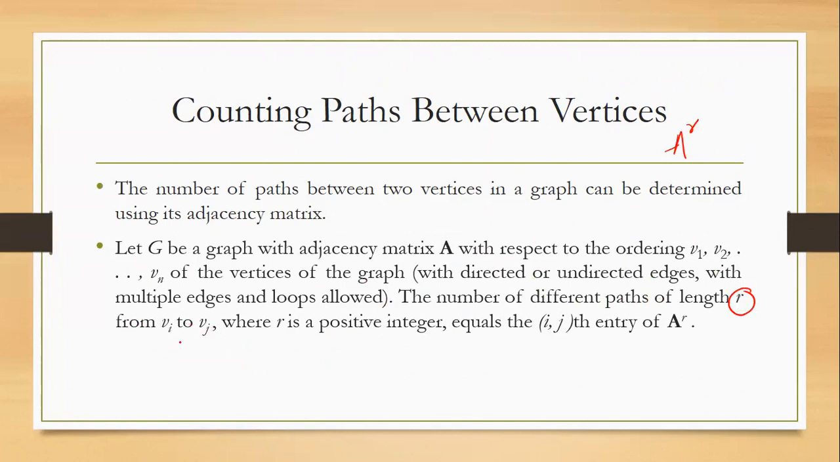The number of paths from Vi to Vj, where R is a positive integer, equals the ijth entry of A power R. So if our vertex A was V1 and D was V4, we have to take the 1, 4 entry in the matrix A power 4. That is how we can count how many paths there are between two vertices. Now for this specific problem, the graph may be directed, undirected, or have multiple edges and loops. That is fine as long as you can create an adjacency matrix and find the A power R entry.